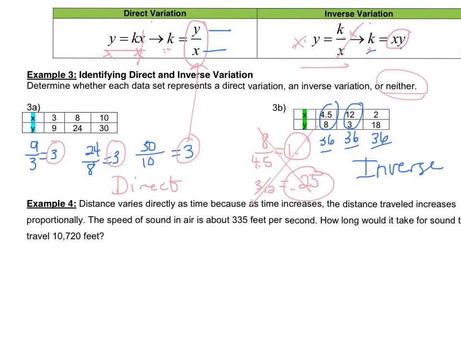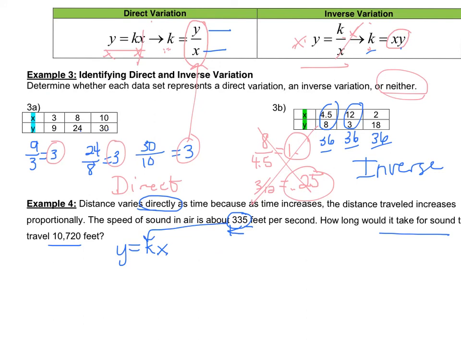All right, last example. We are going to use a direct variation equation, so y equals kx, to figure out how long it would take sound to travel 10,720 feet if we know that the speed of sound goes 335 feet per second. So sound always travels through air that fast. So the 335 is a constant. So that's letter K. That's what we're going to plug in for the K.